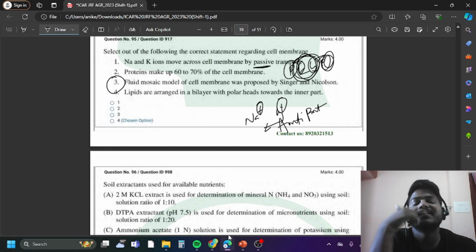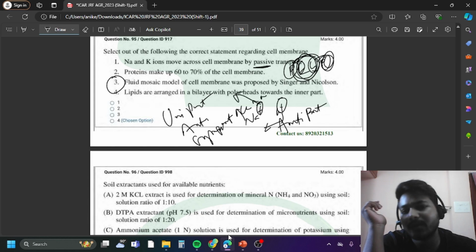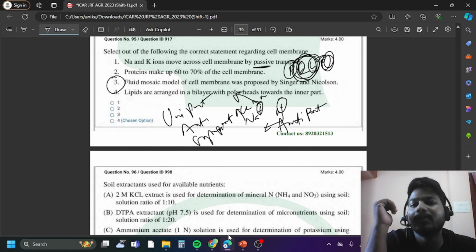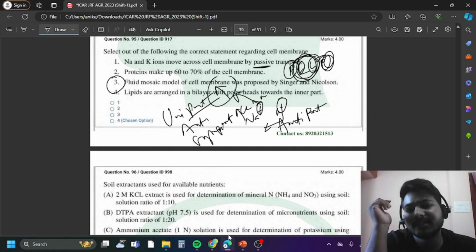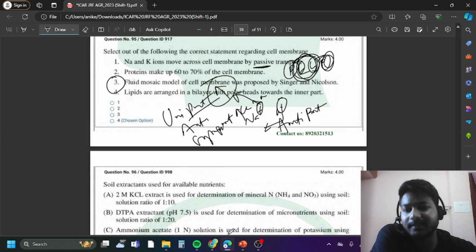There are 3 types of transport of nutrients across the cell membrane: uniport, antiport and symport. Symport means going together, for example calcium 2 plus and Mg2 plus both going in one direction. Antiport means one goes out while one comes in. Uniport means unidirectional. So Na plus and K plus are antiport in nature, not passive transport. So option number 3 is correct.